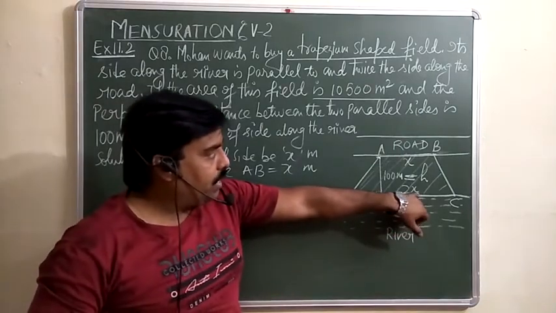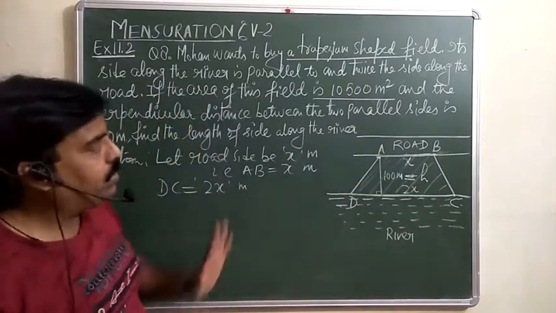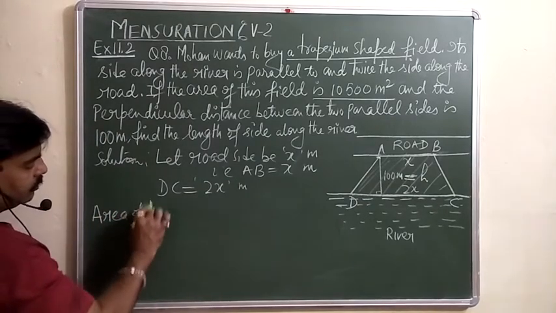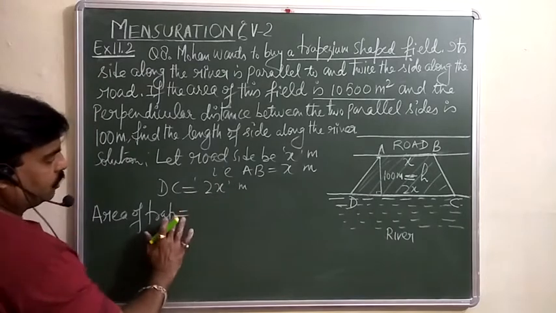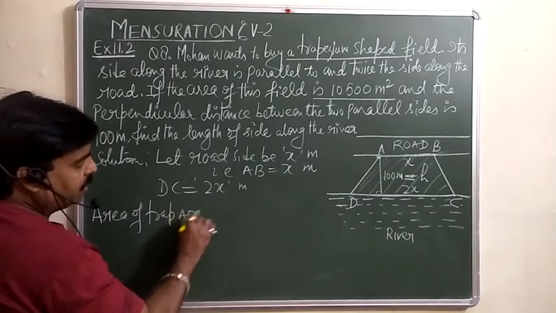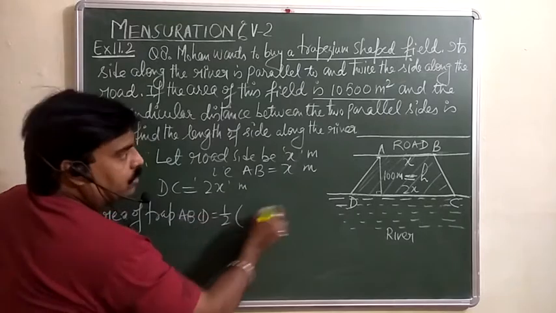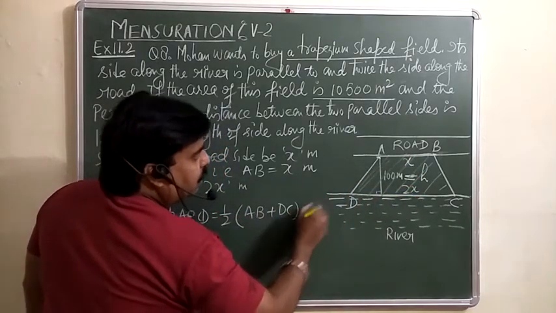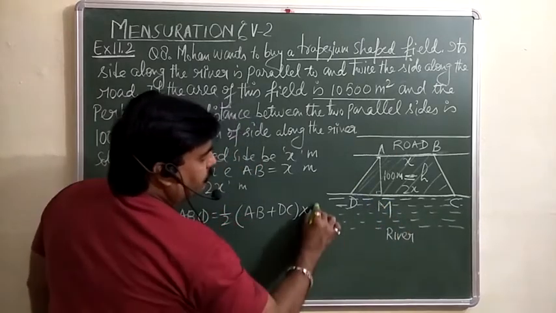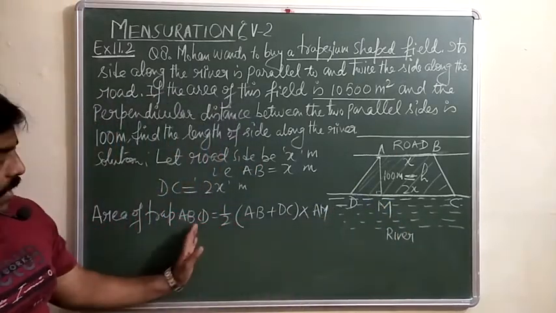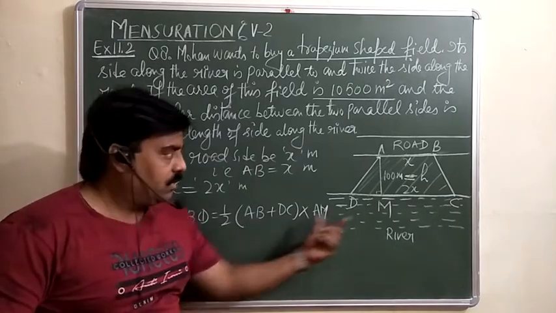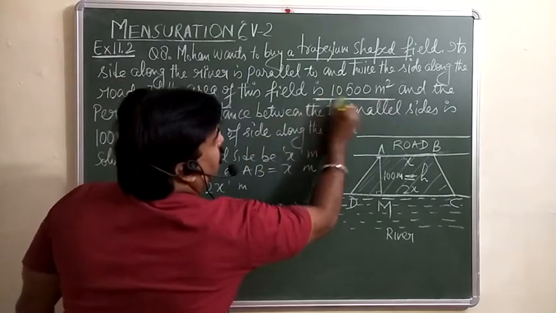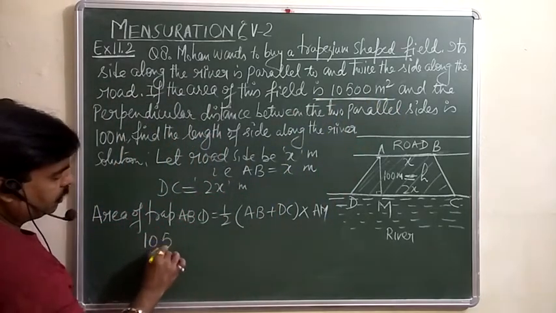What do we have to find out? You have to find out the length of the side here. So simple, you can apply the formula. Area of a trapezium is equal to, for my own convenience I am taking ABCD, 1 over 2 sum of the parallel sides AB plus DC into the distance between them. You can name it EM here. Simple formula we will apply: 1 over 2 sum of the parallel sides into the distance between the parallel sides. The area of the trapezium is already given, so you can put here 10500.